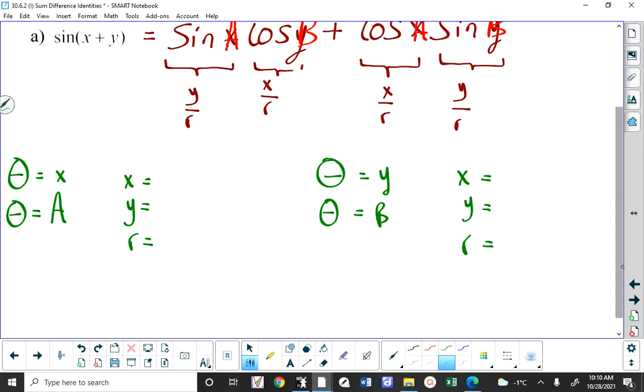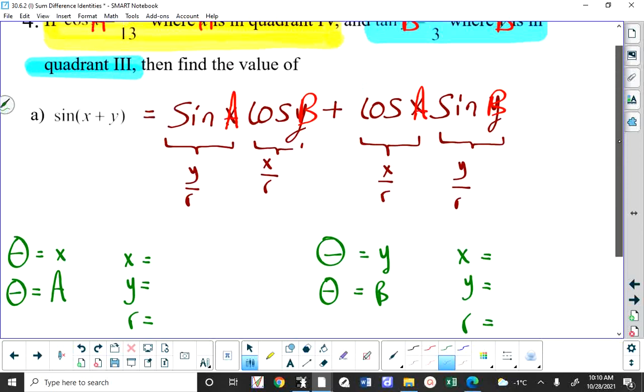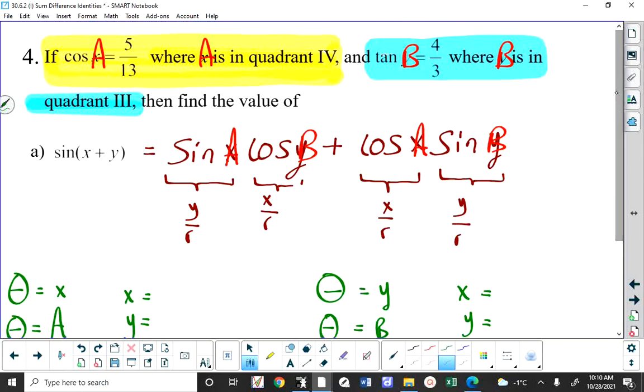So let's talk about the first rotation angle x, which I've put red A over top of. The cosine of this first rotation angle, I'm looking up here right now. The cosine of that rotation angle is 5 over 13. Cosine is x over r.